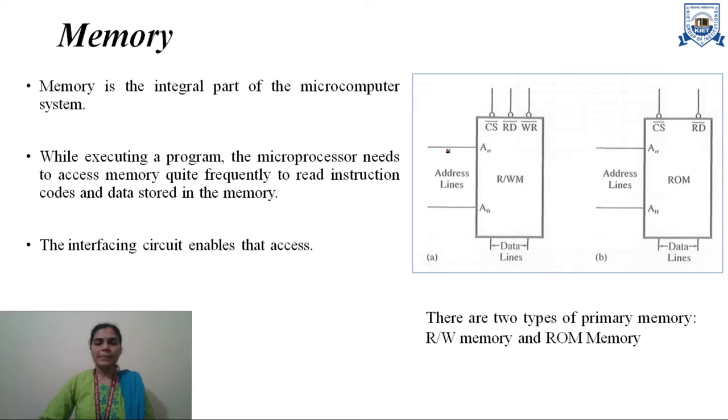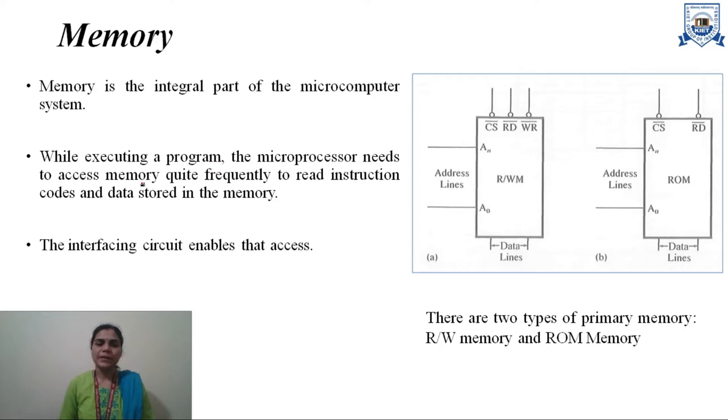Now, what is a memory? Memory is used to store binary information in a computer. So, memory is an integral part of a microcomputer system. While executing a program, the microprocessor needs to access memory because the set of instructions or the data is stored in memory, and whenever the processor executes the set of instructions, it asks for the instruction as well as data from the memory.